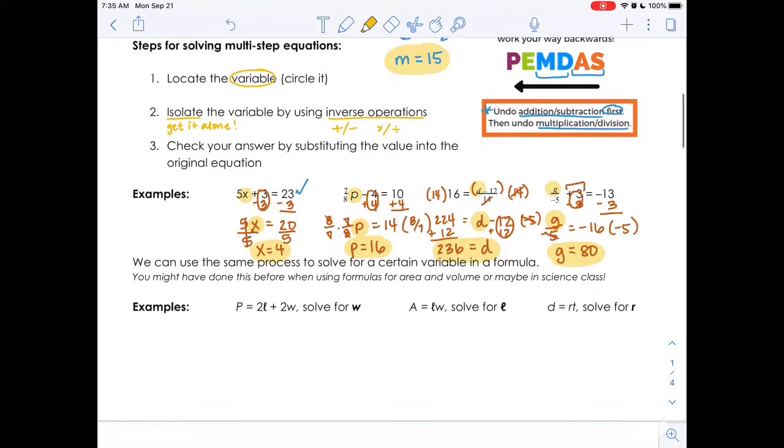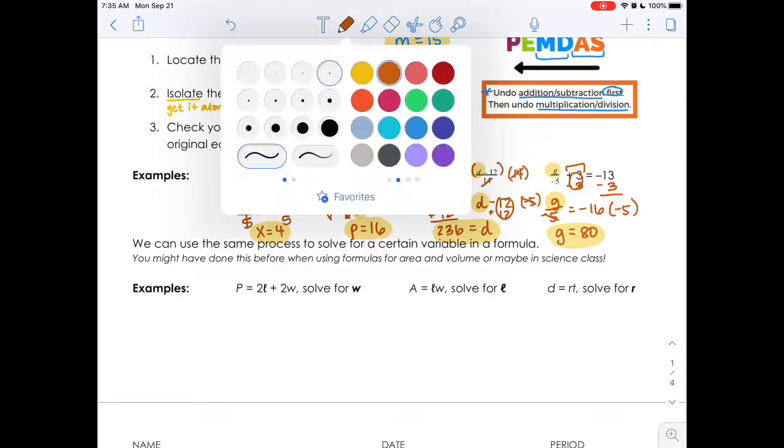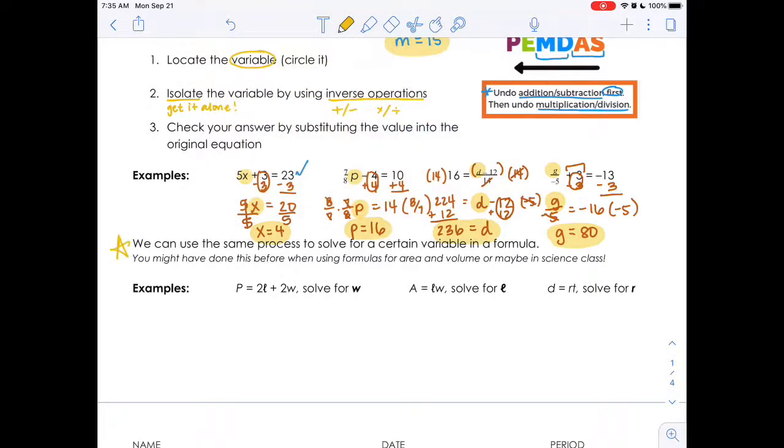All right. One more point I'd like to address today. We can also use the same process to solve for a certain variable in a mathematical or a scientific formula. You might have actually done this before in middle school math when using formulas for area, volume, perimeter, or maybe even in science class this year, you've rewritten formulas. It might be a little confusing because we're going to have more than one variable, but it's going to tell you which variable to solve for.